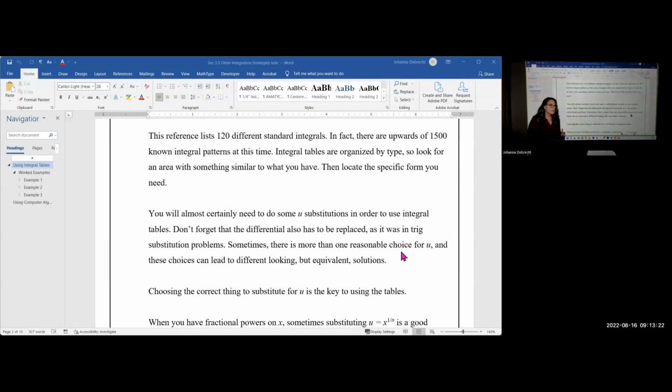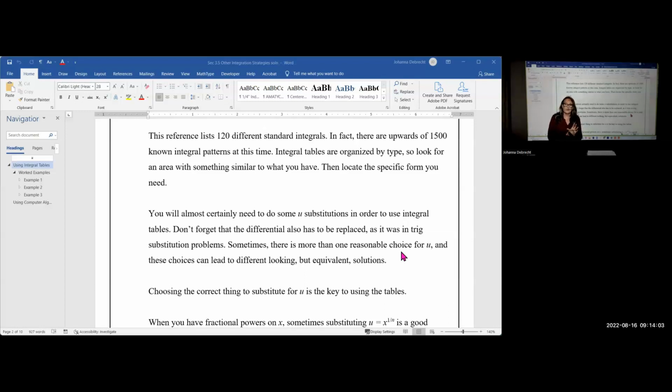When you're doing one of these problems where you're using a formula from the integral table, you will almost certainly need to do u substitution of some kind. So you're going to have to replace the integrand, and you're also going to have to replace the differential. Now, we saw this kind of replacement of the differential when we were doing trig integrals, and also when we were doing trig substitution. So we've seen this pattern of having to substitute out for the integrand and substitute out for the differential before.